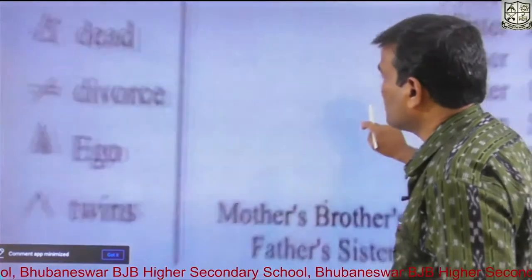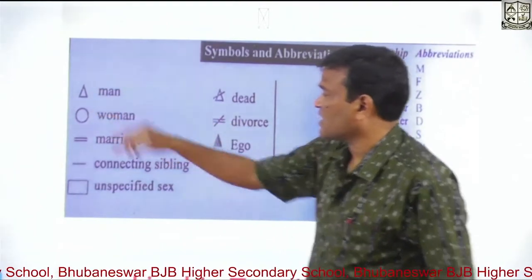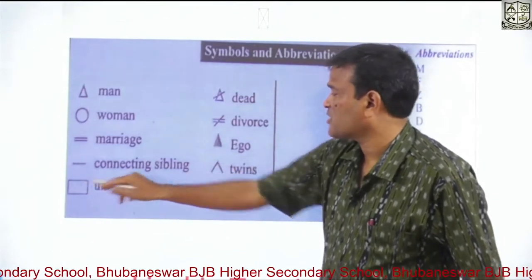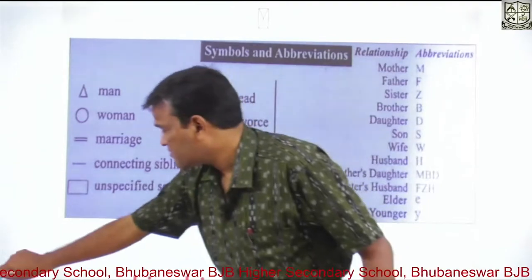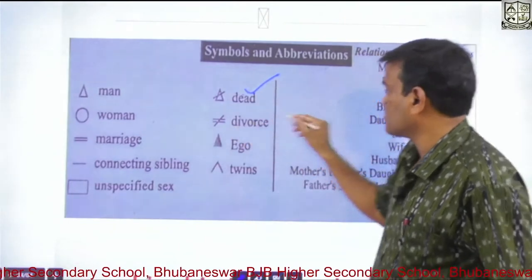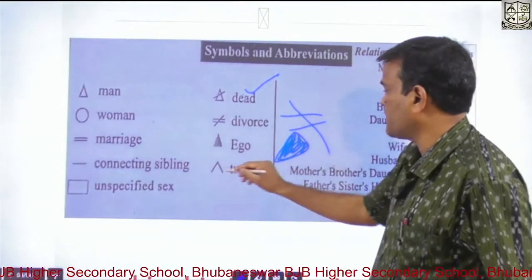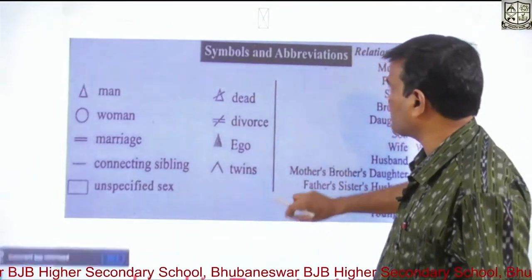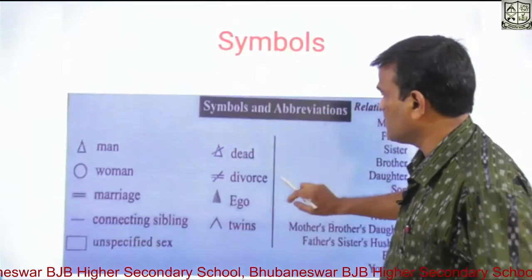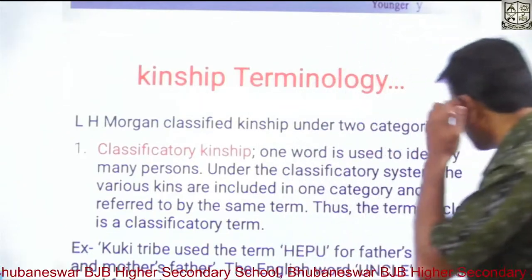As we know, a man is represented by a triangle, a woman by a circle, marriage by an equal sign, and a sibling of unspecified sex by its own symbol of unspecified sex. Then there are symbols for the dead, divorce, ego, and twins. So these are the abbreviated symbols that can be used to trace the genealogical aspects. Now let us discuss the kinship terminology.